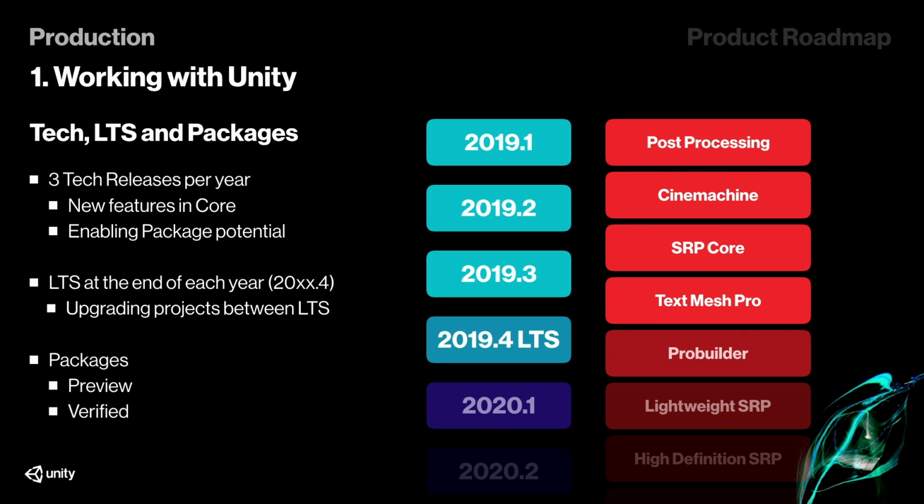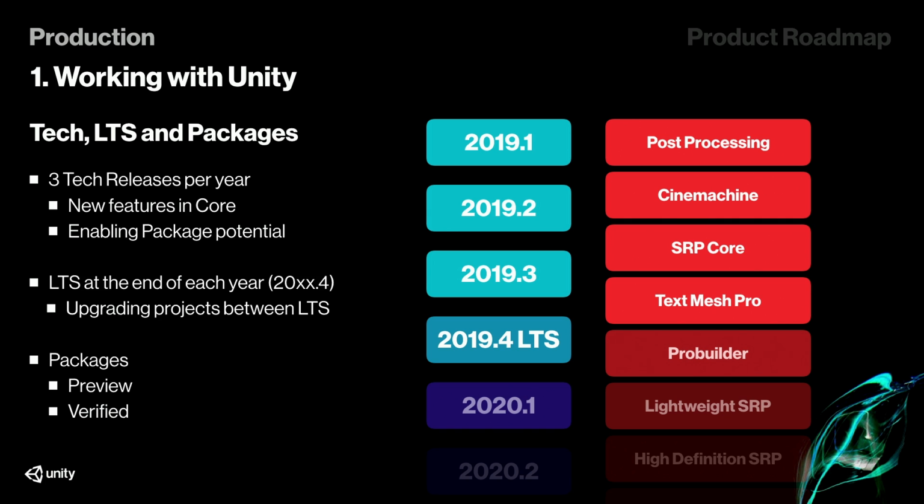We release Unity in 3 point releases throughout the year, .1, .2, .3, and at the end of the year we have what we call LTS, our long-term support. We're trying to make sure that you can upgrade between LTS versions. LTS is our most stable, recommended for production version. We also have packages, which is how we deliver features. You can see some examples in red on the right here.